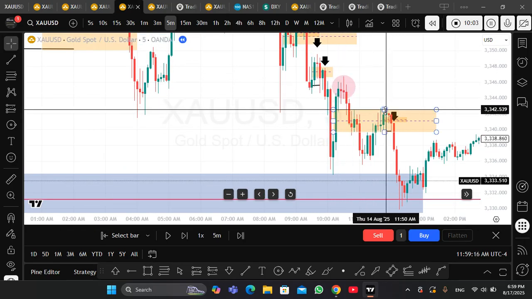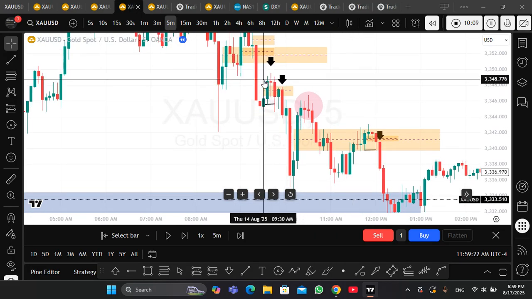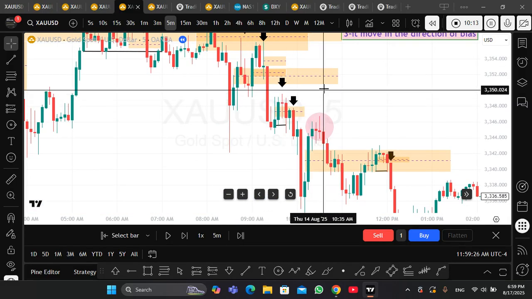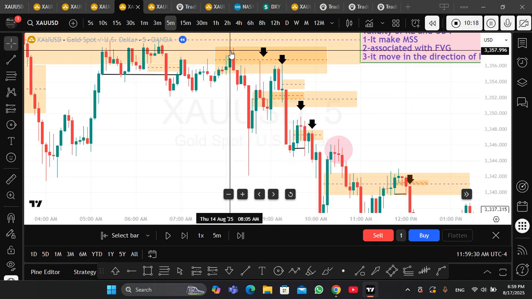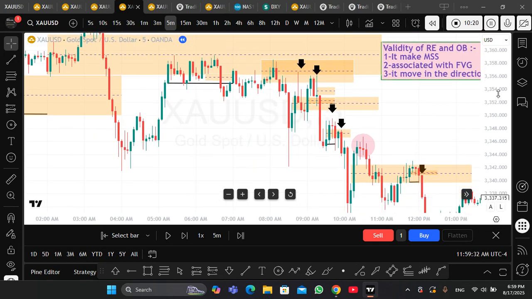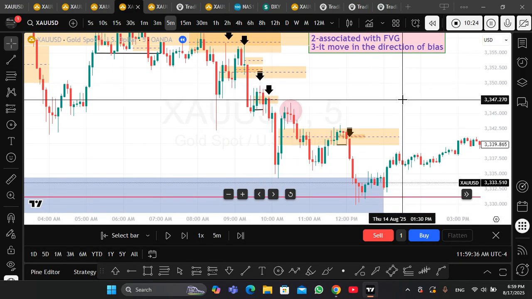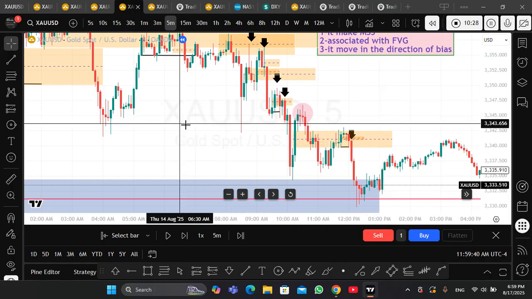This is a multiple rejection. This is also a multiple rejection. This is the first rejection and then again a rejection. You can see these rejection wicks from above, and you can go in the direction of the buys. You can see how this rejection, and also this rejection, is very important. You can add this information and check it, and you can see how the price moves in the direction of the buys.